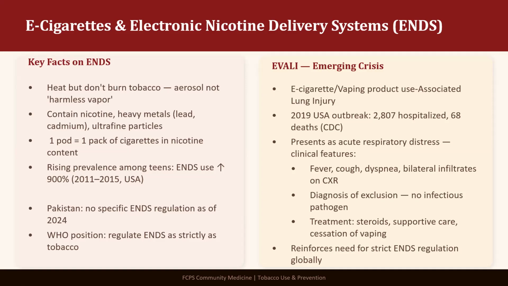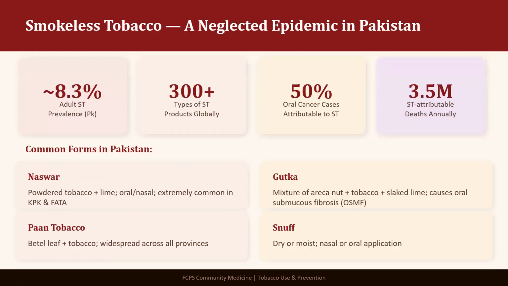Next is the emerging crisis: e-cigarette or vaping product use associated lung injury. In the 2019 USA outbreak, approximately 2,807 were hospitalized and 68 died. It presents as acute respiratory distress. Clinical features include fever, cough, dyspnea, and bilateral infiltrates on X-ray. Diagnosis is made with no infectious pathogen identified. Treatment includes steroids, supportive treatment, and cessation of vaping.